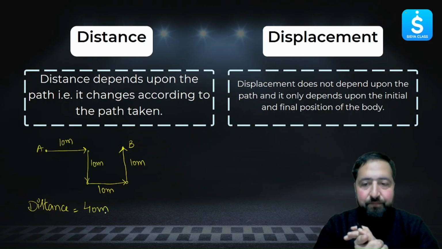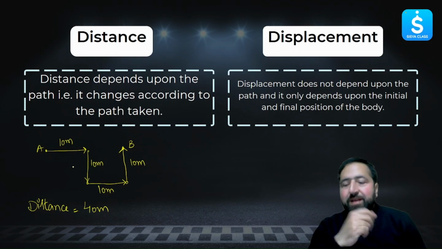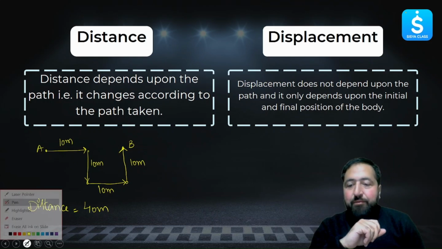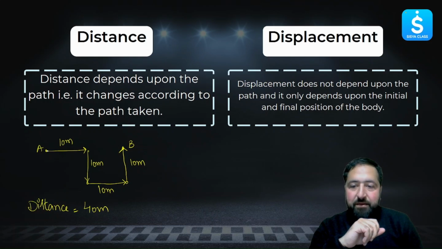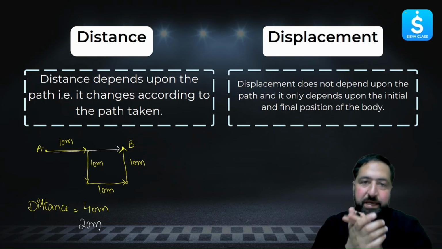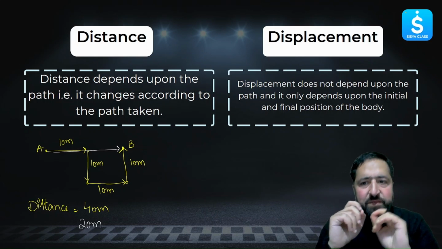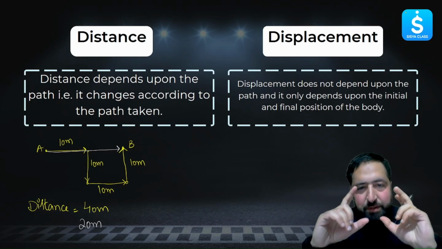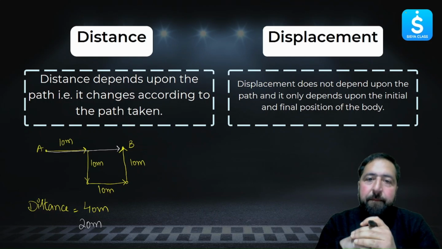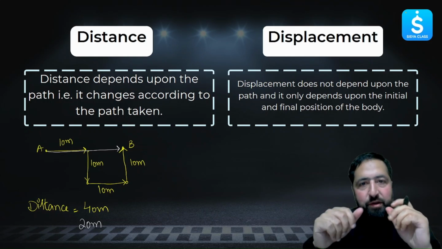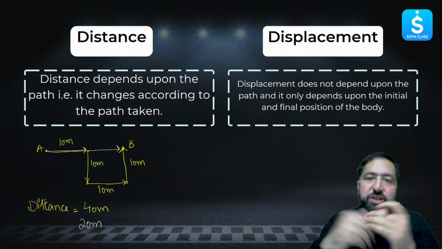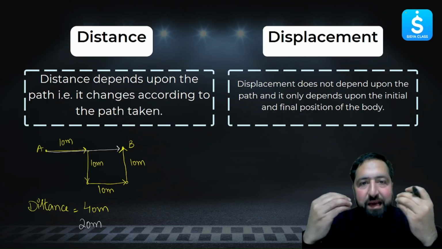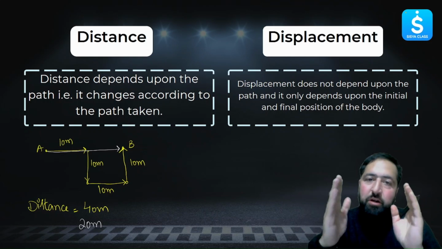I just add them. Now if I move in some other direction, for example, I move directly from A to B, in that case, my distance would be what? 20 meters, isn't it? Very good. So distance depends upon the path taken and it can vary. But displacement between the 2 points will not change. The path can be anything, but displacement will always be the same.